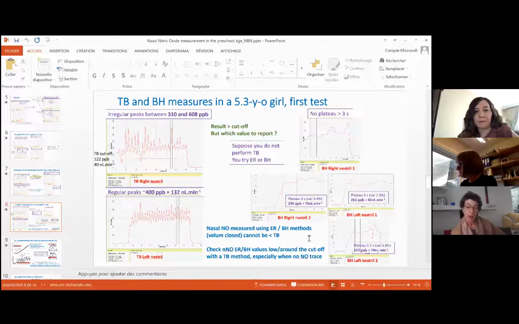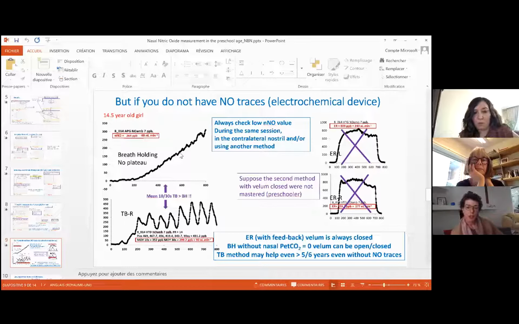Okay, so now you say I got a low result with one technique. I will try another nostril and another technique. So you try the expiration against resistance, and you can see that the result is normal. It's high because she was doing the breath hold wrong. But now suppose she was not able to, because instead of being a teenager, she was a preschool child, and she was not able to perform expiration against resistance.